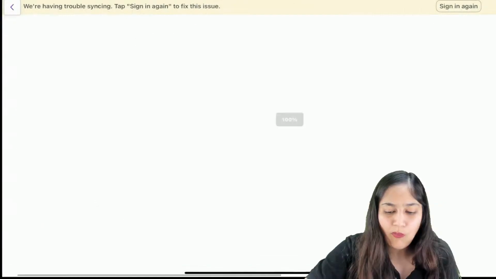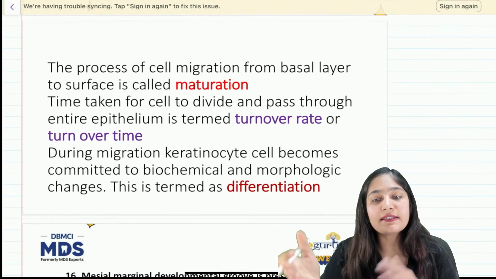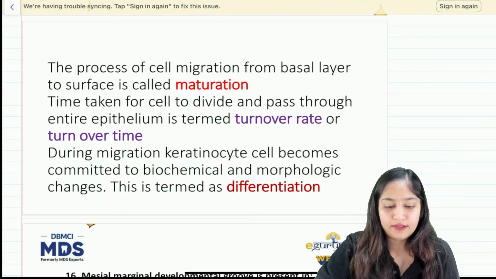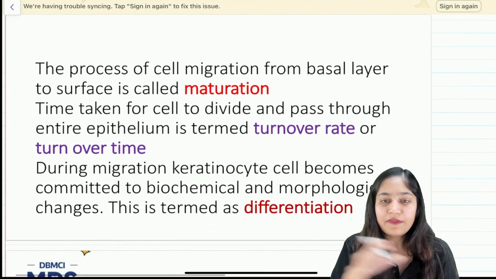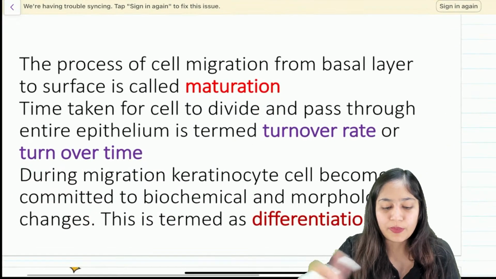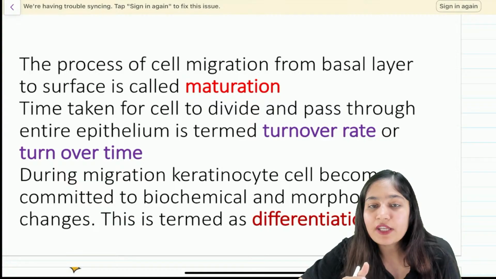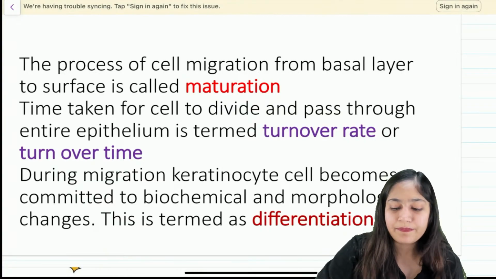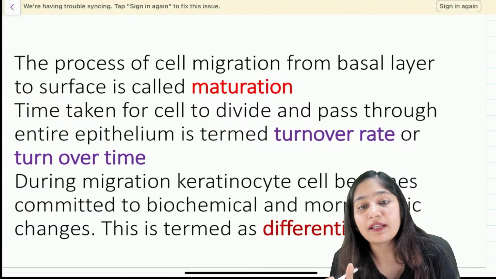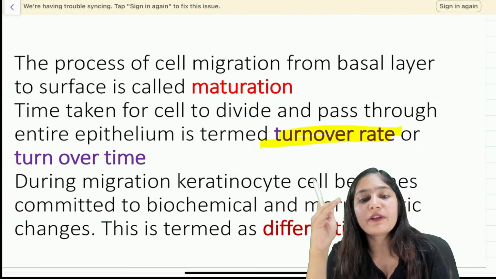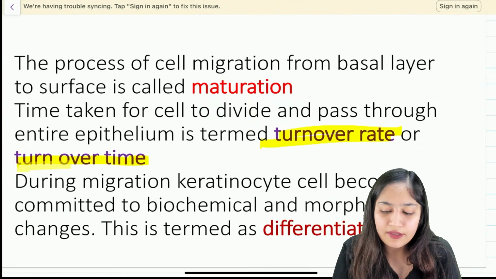Right? Okay, Nami, we'll discuss this after I complete this question. We'll discuss the fossa again. We will complete this question, then come again to the fossa question. So the process of migration from the basal layer to the superficial layer is known as maturation. The time taken for this process is known as turnover rate.